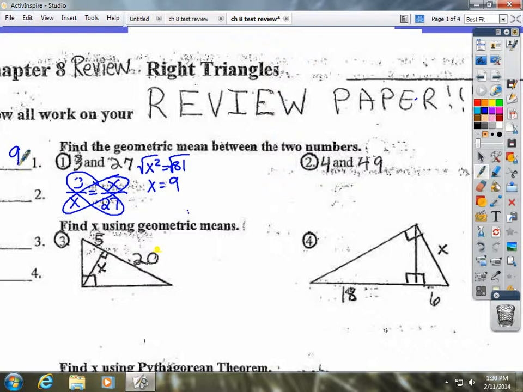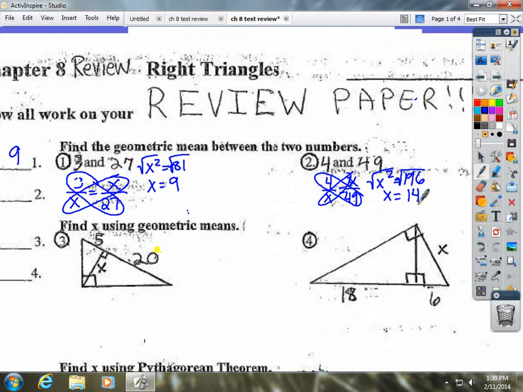Same thing over here for 4 and 49. We have 4 over x equals x over 49. We cross multiply. We get x squared equals 196. We square root both of them, and we get x equals 14. Pretty easy. We're still using geometric mean for numbers 3 and 4.